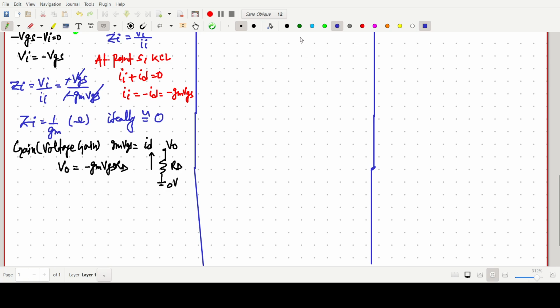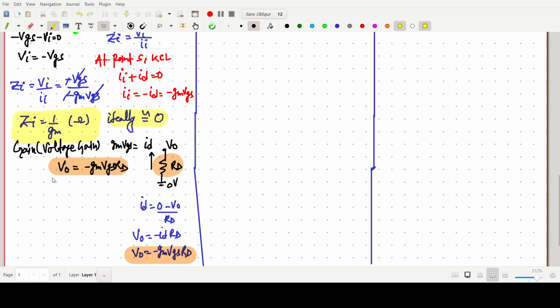What we can do, we can write ID equals 0 minus V naught by RD, because current is flowing to this side from the higher potential at 0. So V naught equals minus RD times ID, and ID is gm VGS. So V naught is minus gm VGS RD. How it is coming? It is clear. Now input impedance is finite. Ideally it is 0.